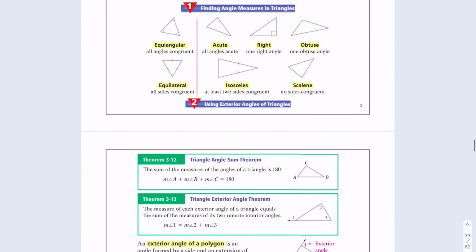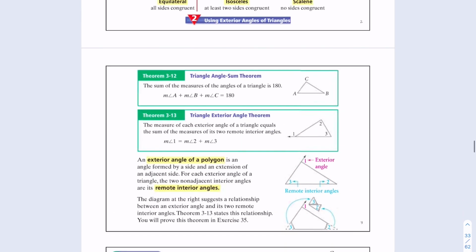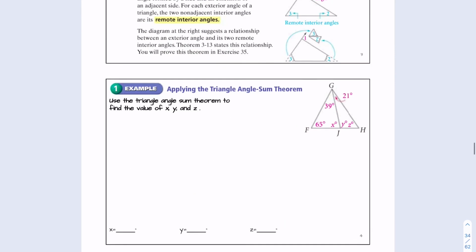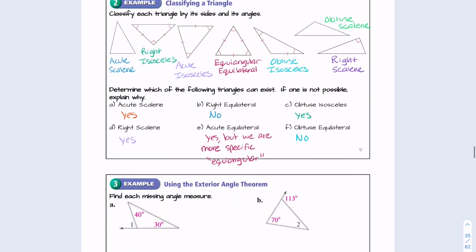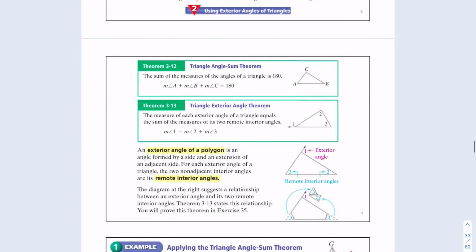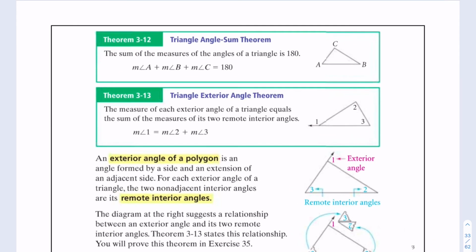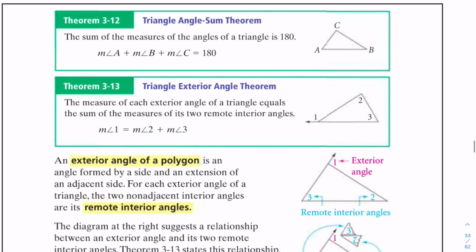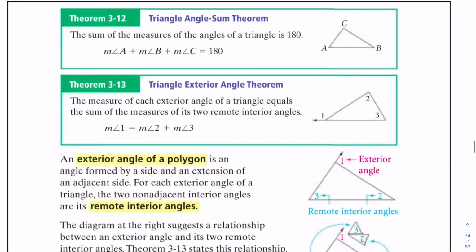If we can go back up to this slide, this is where the rest of the lesson should take place. And I don't know why they go out of order, but whatever. I would have done a different order, and I probably should have. So in this case, we have the triangle angle sum theorem. It says the sum of the measures of the angles of a triangle is 180 degrees.